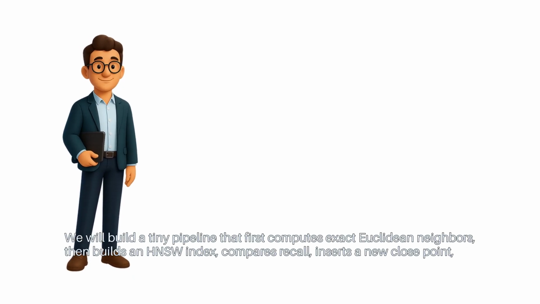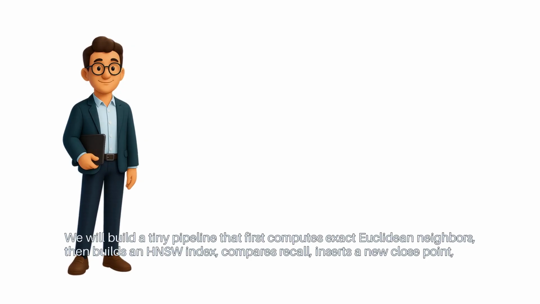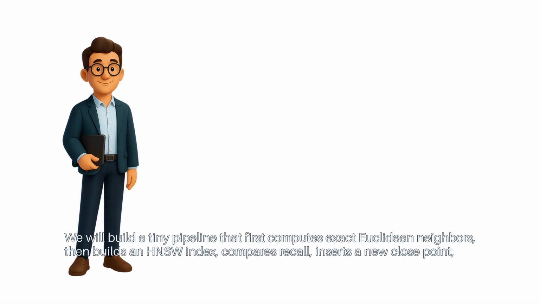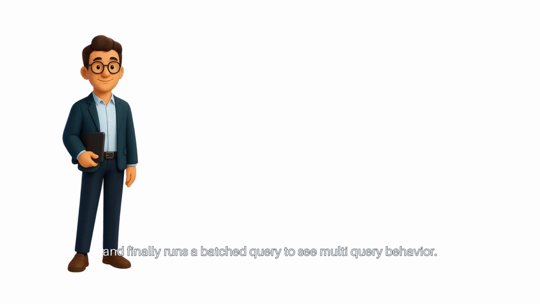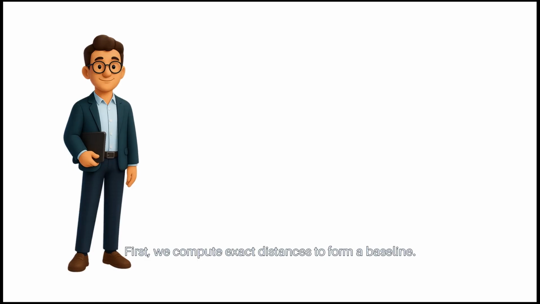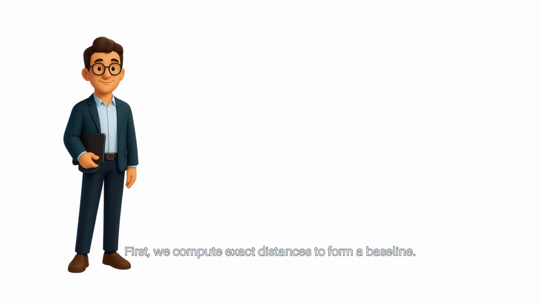We will build a tiny pipeline that first computes exact Euclidean neighbors, then builds an HNSW index, compares recall, inserts a new close point, and finally runs a batched query to see multi-query behavior. First, we compute exact distances to form a baseline.